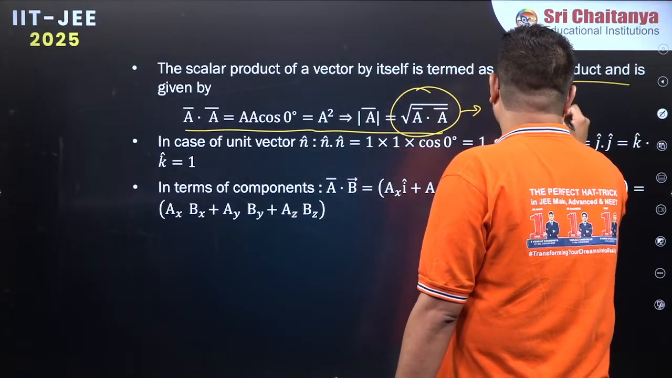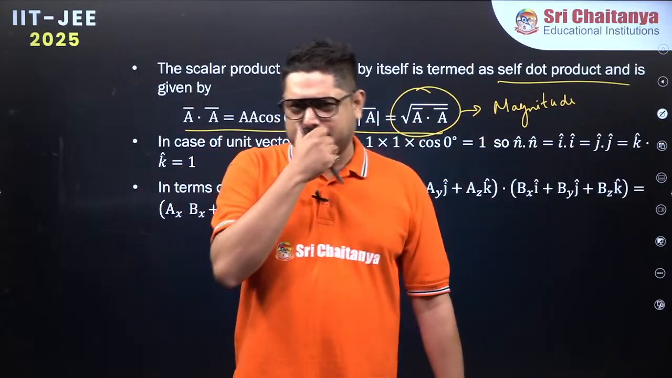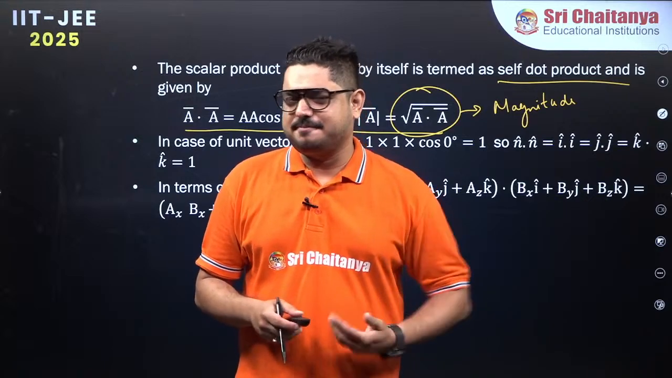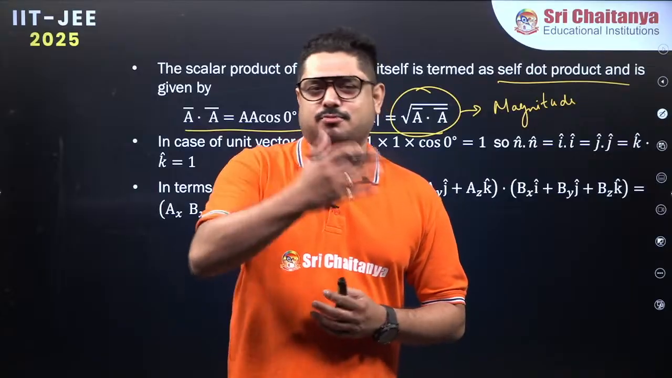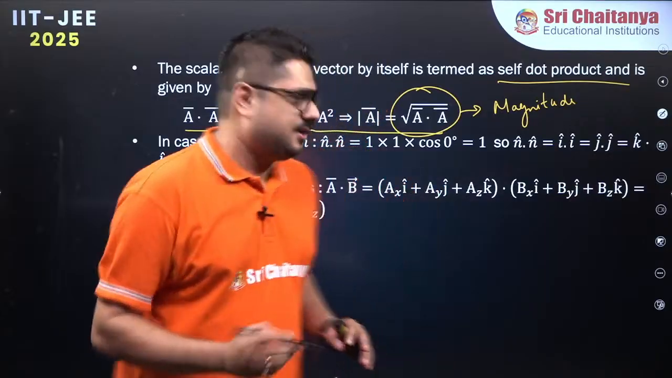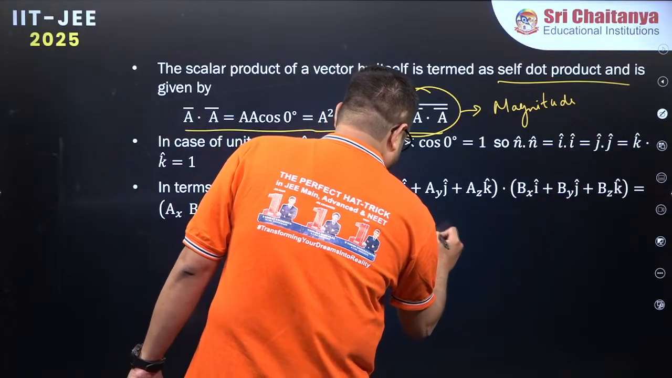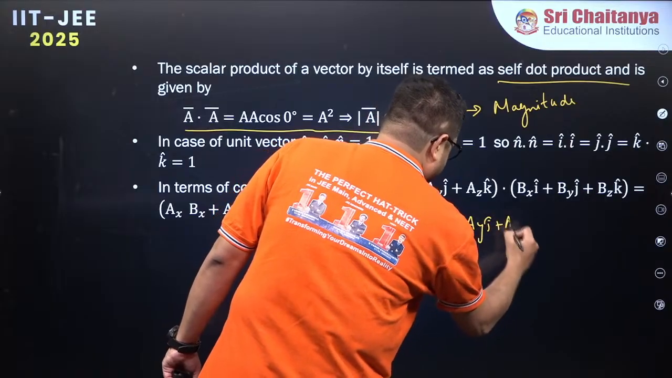Someone asked me in the previous class, I think Deshmukh asked me, sir, why are we writing this, isn't it? If you can recall, why are we not using I cap, J cap under square root? So here comes your answer. Let's say I'm trying to write A as Ax I cap plus Ay J cap plus Az K cap, isn't it?